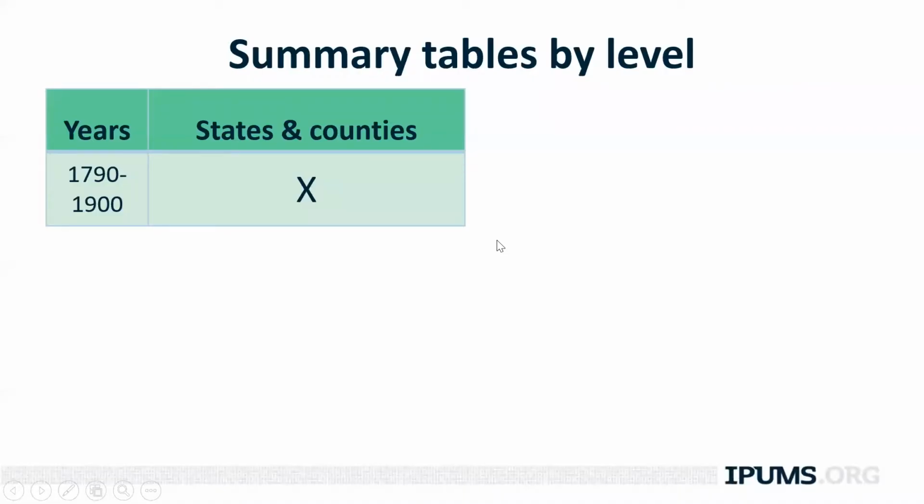All right, some bigger text. This is summary tables by level. I wanted to give a very high level overview of what you can get for different years. Up until 1900, almost all of our summary tables are only available for states and counties, and sometimes the nation level.